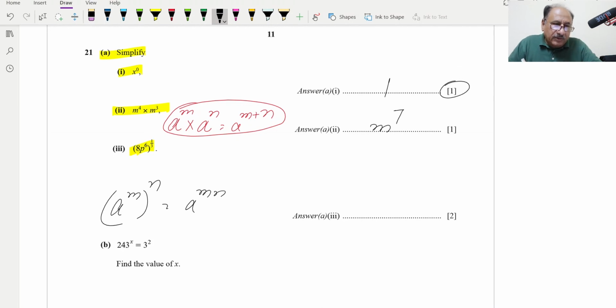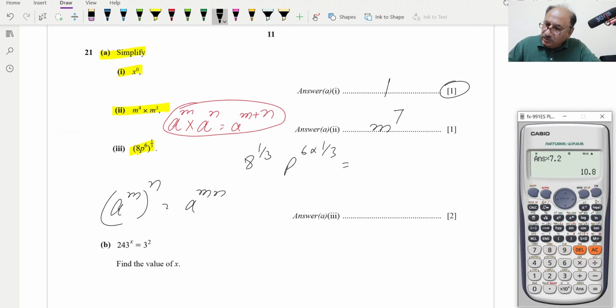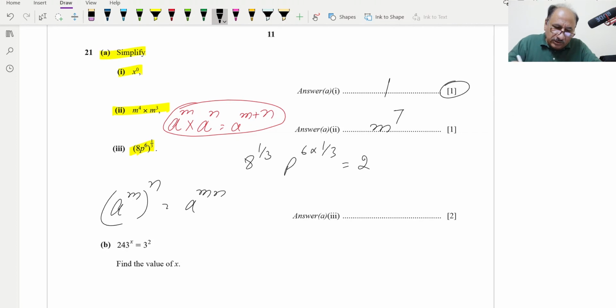So this will be multiplied. 8 raised to the 1 by 3, we can separately write 8 raised to the 1 by 3 and p raised to 6 into 1 by 3. So this will be equal to 8 raised to the power fraction 1 over 3, and this will be equal to 2. So we can write 2, and p raised to the power 3 cancelled with 6, so this will be 2 p squared, so we can write 2p squared. This will be our final answer for this part.